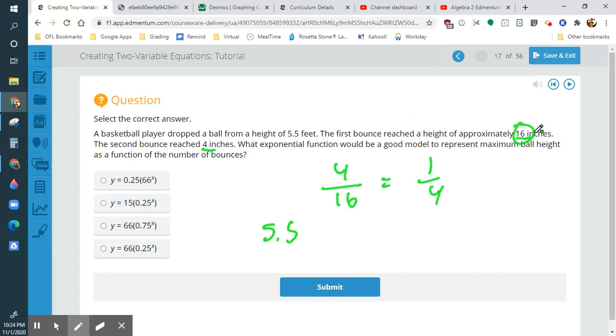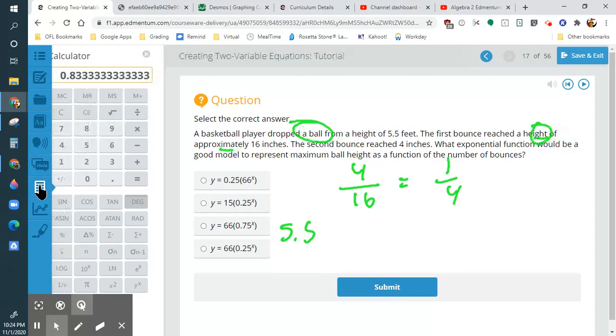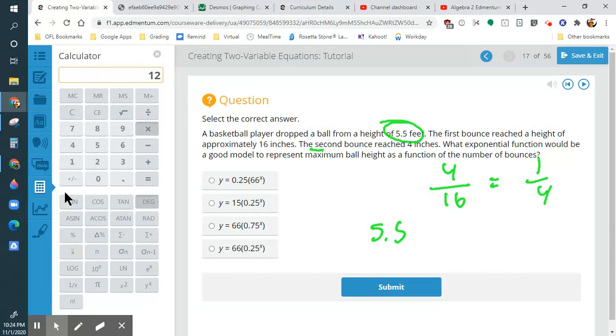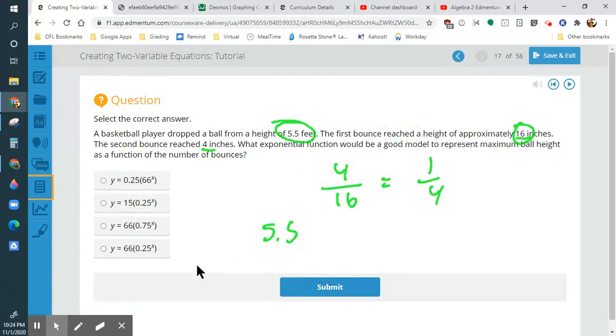So the first bounce is approximately that much. Second bounce is that much. What exponential factor? So we have that 1/4, and we want to convert this to inches. So that would matter. Our initial value has to be in inches. So what I'm going to do here is grab this calculator. 12 times 5.5, and we have 66. That's 66, and we're decreasing by a rate of 1/4.